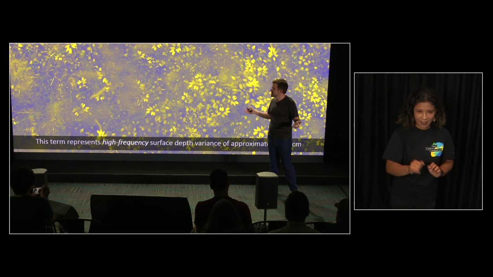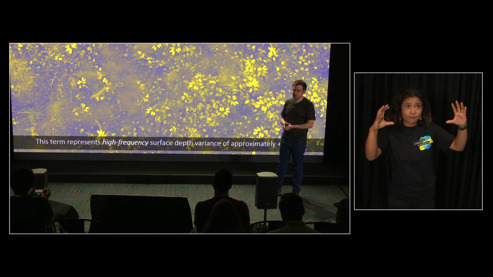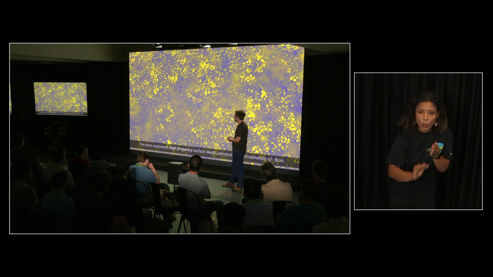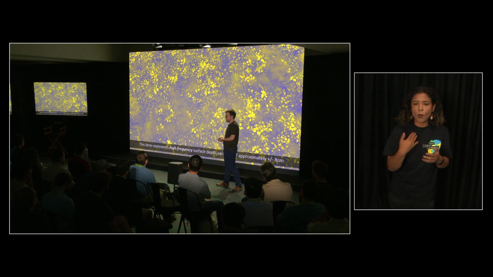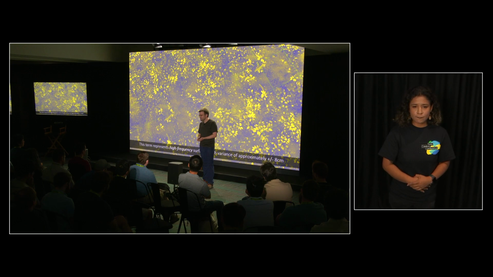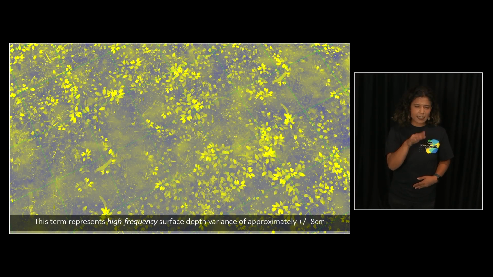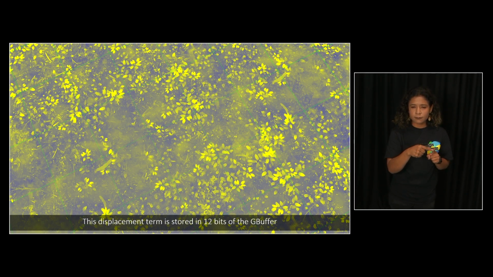This is a visualization, and as you can see, it's high frequency. Low frequency ultimately didn't matter, so this is what we had. And this term was approximately 8 centimeters either way. It varied. And we stored it as 12 bits in the G-buffer.